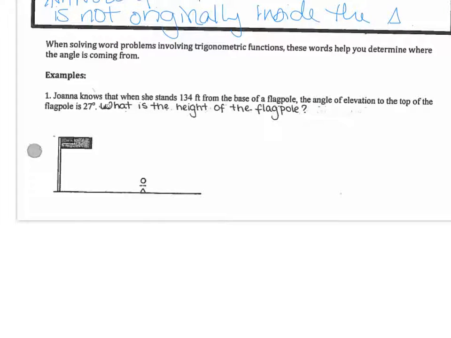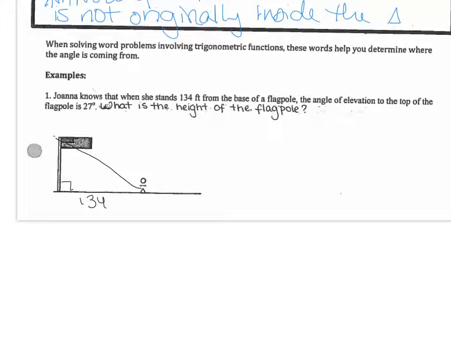Okay? It says Joanna knows that when she stands 134 feet from the base of a flagpole, the angle of elevation to the top of the flagpole is 27 degrees. What is the height of the flagpole? So I want to connect Joanna to the top of the flagpole so I can make a right triangle. Okay? So it says Joanna stands 134 feet from the base. So that's here. Okay? And then it says the angle of elevation to the top of the flagpole is 27 degrees.